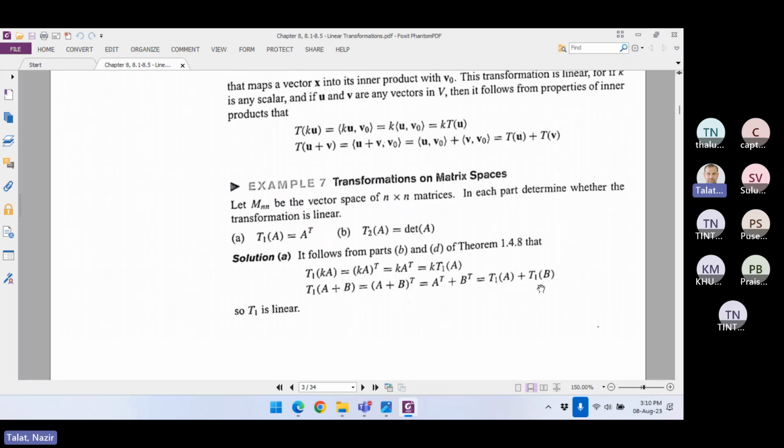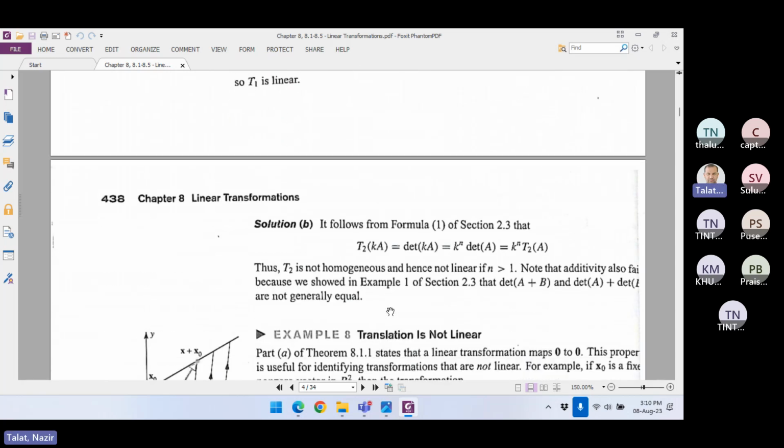So it means that this T1 is a linear transformation. On the other hand, T2 of A is equal to the determinant of A. If we define it this way, then it's not a linear transformation. Why? It doesn't fulfill both conditions. If we take T2 of kA, this is equal to the determinant of k times A, where k is any constant. If we take k common, then it becomes k to the power n times the determinant of A. Now, if n is equal to 2 or 3, then that is not equal to k times T2 of A. It means this is not a linear transformation.